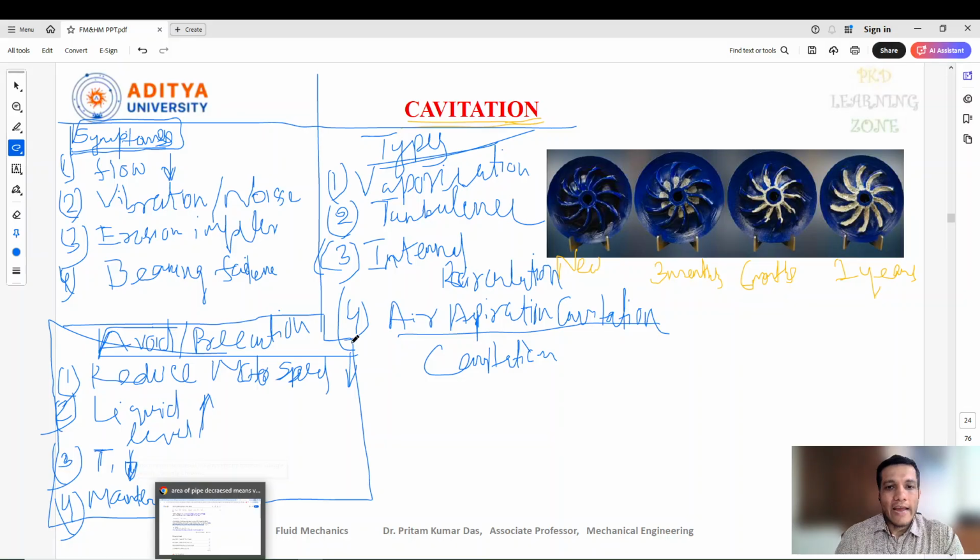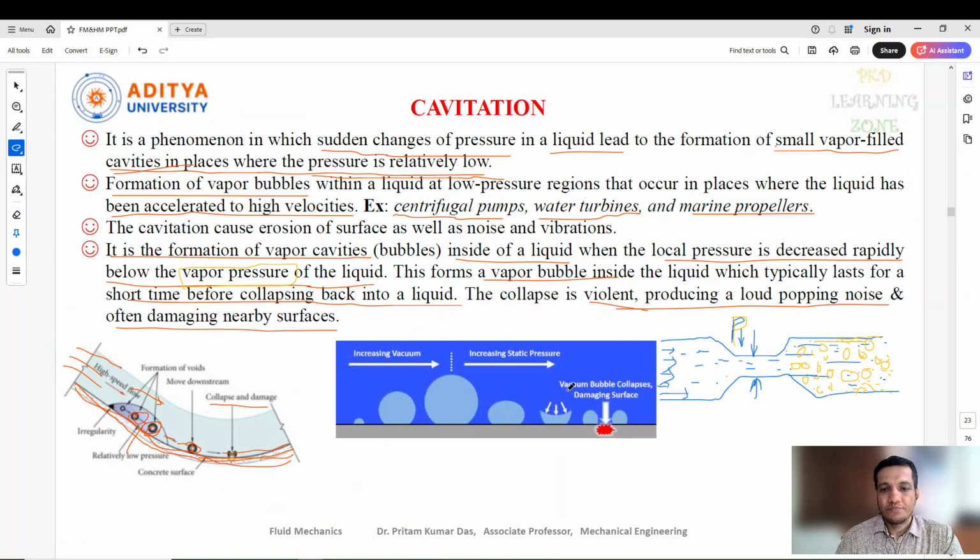So these are the types of cavitation, and these are the symptoms of cavitation, and how to take precautions or avoid cavitation. And this is the concept of cavitation. I hope you understood this concept of cavitation.